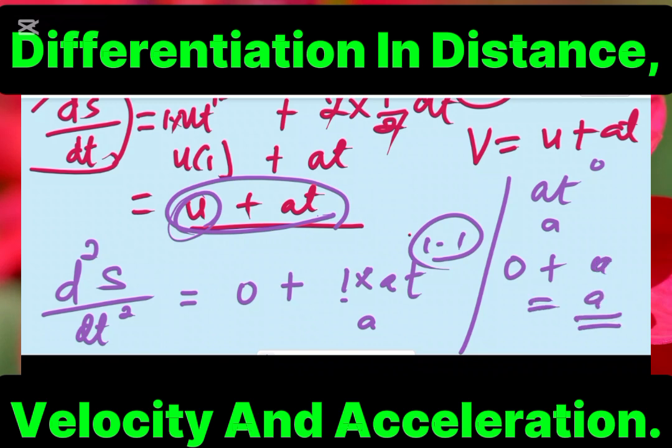a for what? Acceleration. You can see that the second derivative of the distance gives a, which is acceleration. Mathematics is beautiful. God created the world with beautiful mathematics.